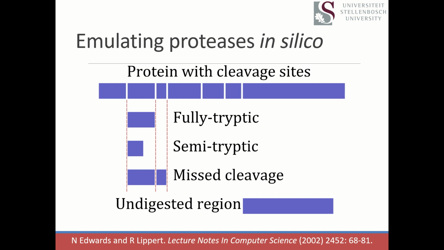But let's start with the easy case. It may be that trypsin has cut at an arginine on one end and a lysine on the other end, and now we have a fully tryptic peptide.